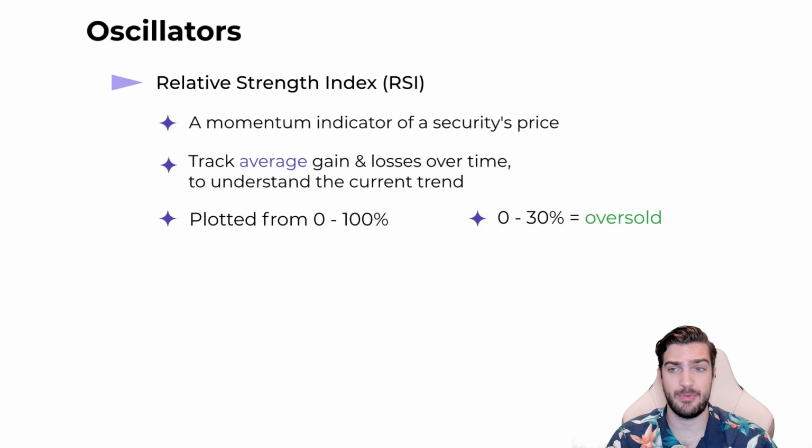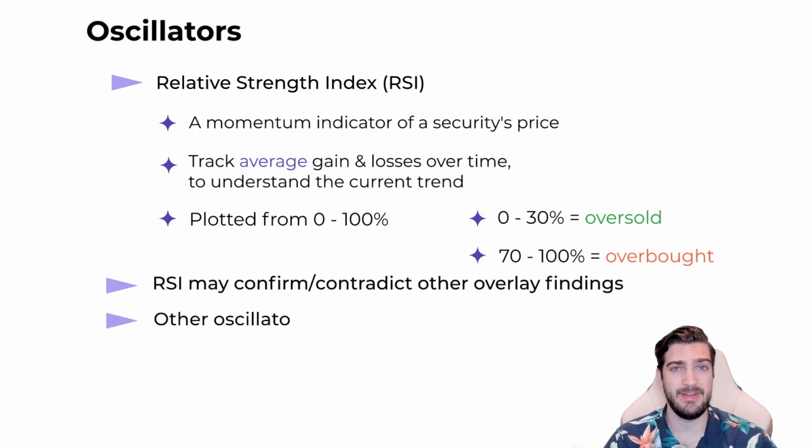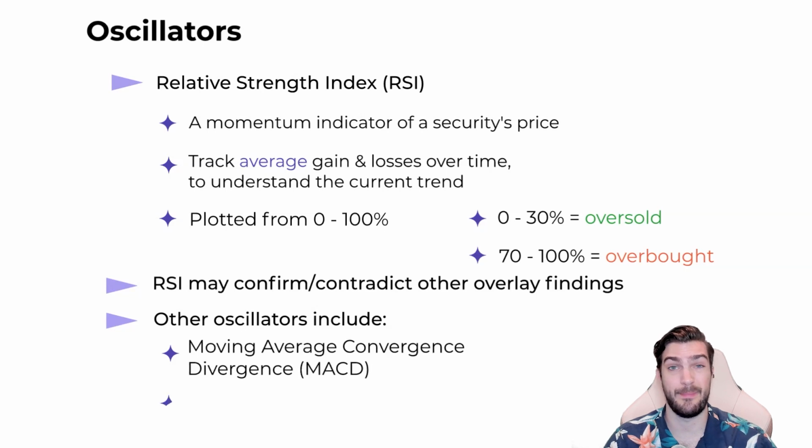Values that are below 30% indicate that the security is oversold, whereas values above 70% indicate that the security is overbought. These levels of overbought and oversold can be used as confirmations or contradictions to other types of overlays and allow us to confirm or deny any findings that we find through other methods. RSI is only one example of many different types of oscillators that you might encounter. Other common types of oscillators include moving average convergence divergence, or MACD, and stochastics.